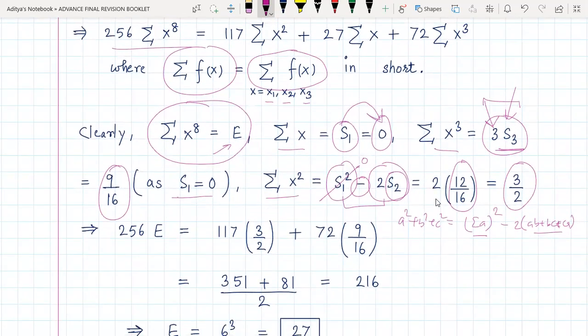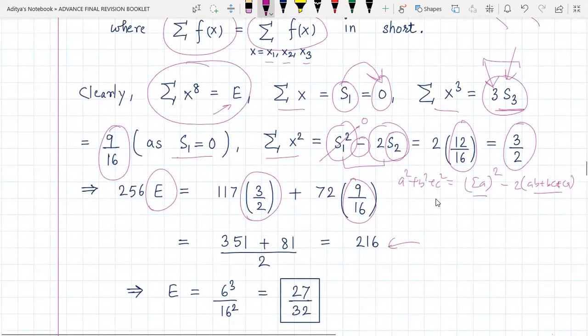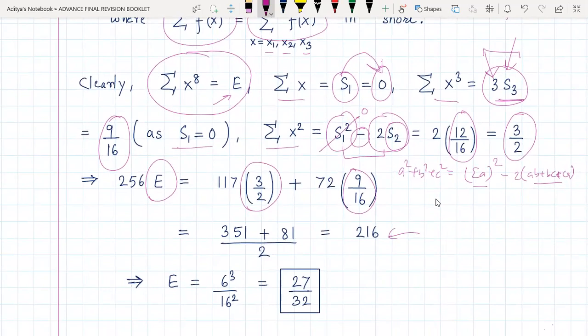So all these values we substitute now in this equation. So 256 into E, 117 into 3 by 2 plus 27 into 0 plus 72 into 9 by 16. And that's how, on simplifying, we get it to be equal to 216, which is actually 6 cube only. So E comes out to be, 256 is also going to be 16 square, but anyways, it is simply 6 cube or 216 upon 256, which on simplifying comes out to be 27 by 32 as the final answer.